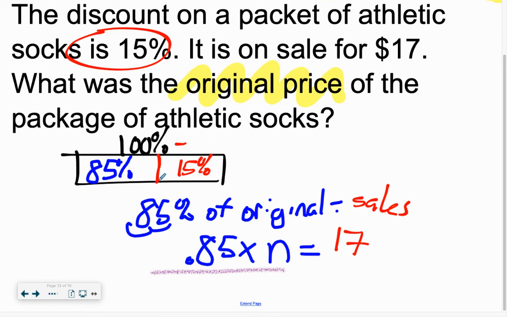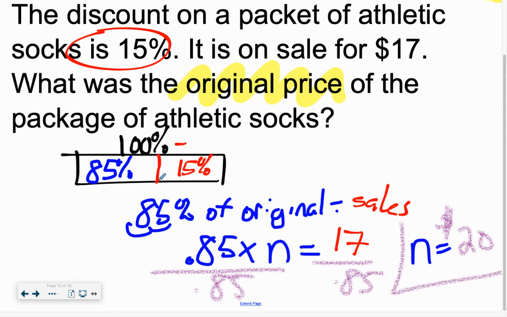So solve that guy. Divide by 0.85. Don't lose that decimal in your work. Don't lose that decimal in your calculator. It will change your answer quite drastically. So that's where we find out that N equals 20, or $20. The original cost of those socks was $20.